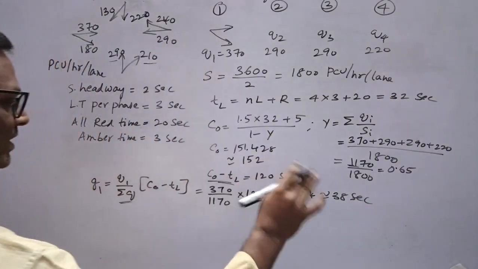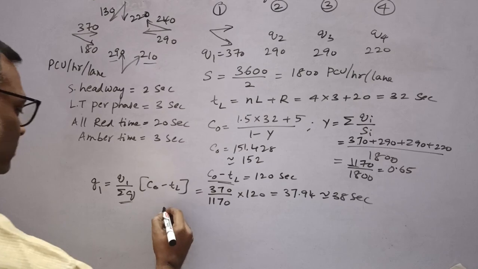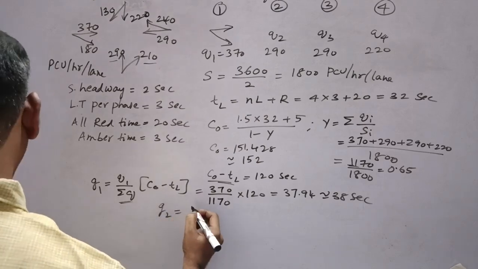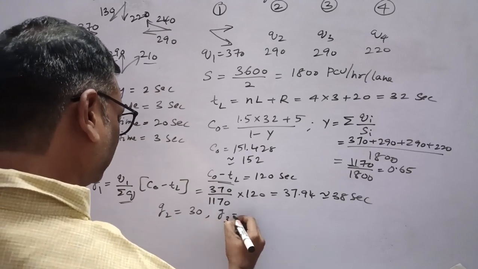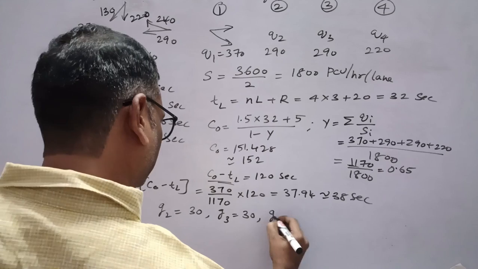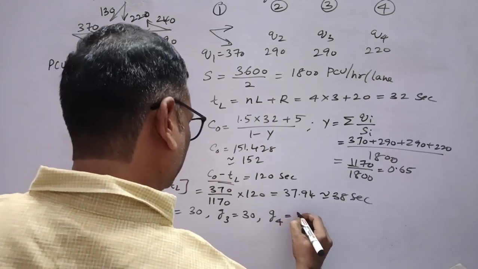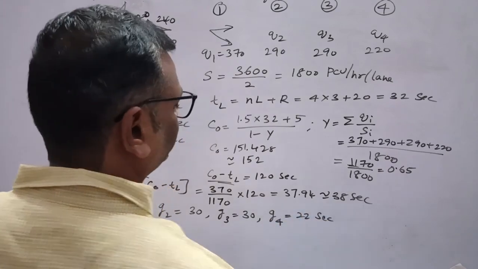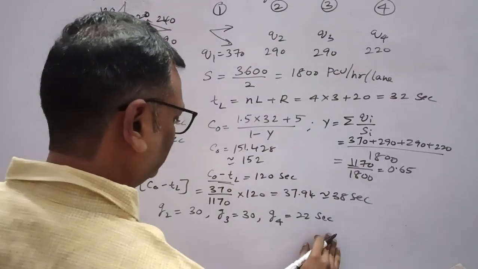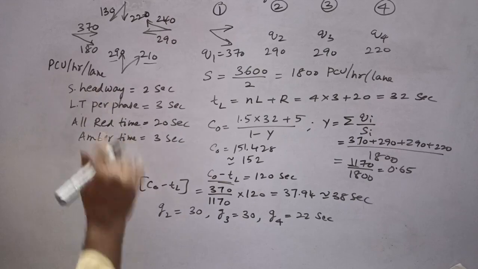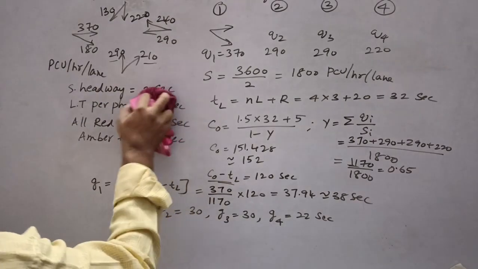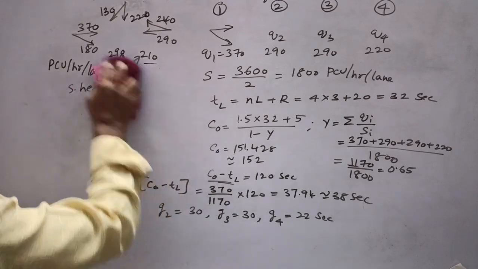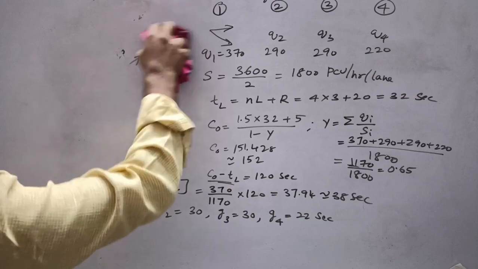If you calculate the remaining also, you get green time for the second phase 30 seconds, for the third phase 30 seconds, and for the fourth phase 22 seconds. Got it? And now we will draw cycle times, meaning red, amber and green, for this example.